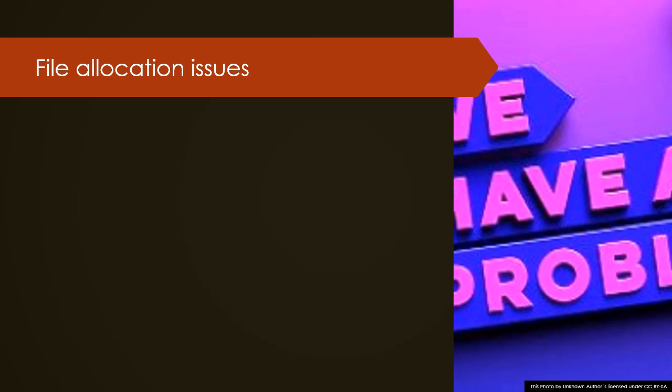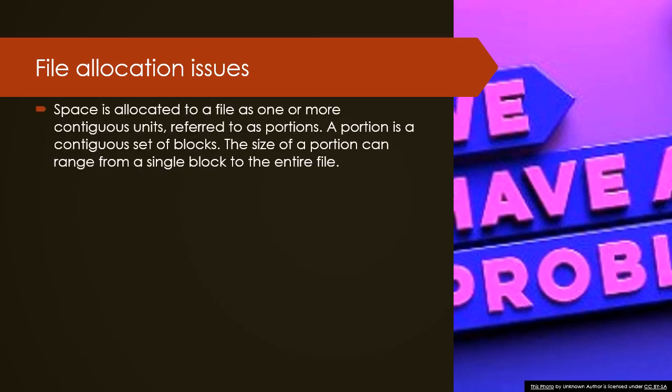File allocation issues. Space is allocated to a file as one or more contiguous units referred to as portions. A portion is a contiguous set of blocks. The size of a portion can range from a single block to the entire file.